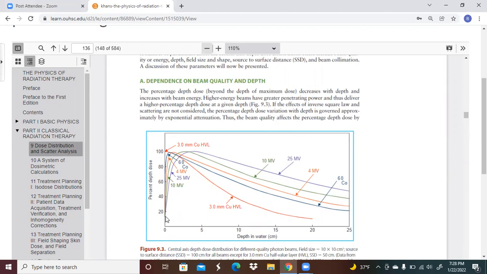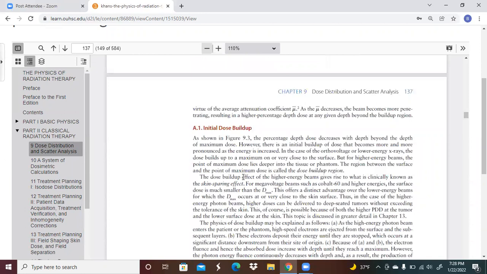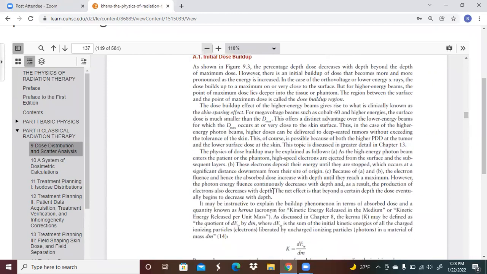And because it's going to take a little bit of time, as you go a certain distance into the patient, you're going to see the percent depth dose start to build up as electrons start to impart their energy into whatever the medium is. And that region between the surface and the point of maximum dose is going to be your buildup region.